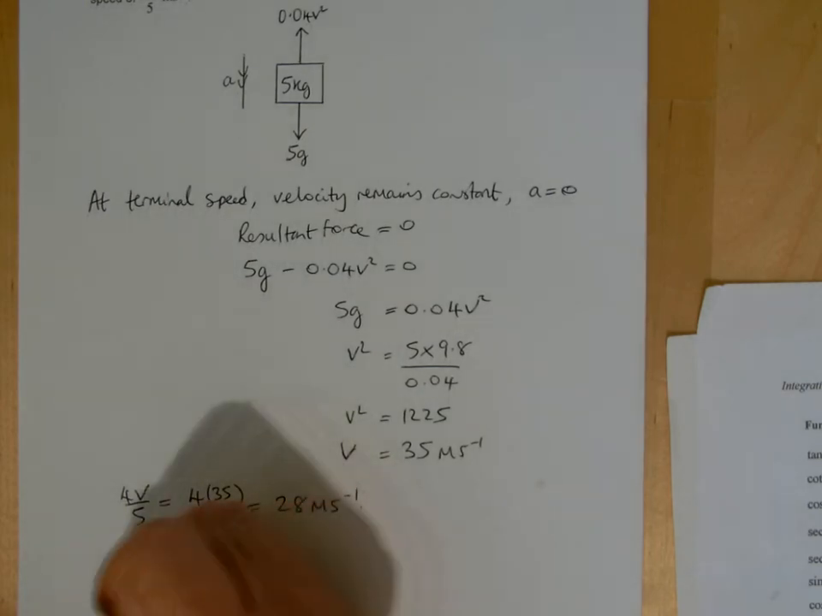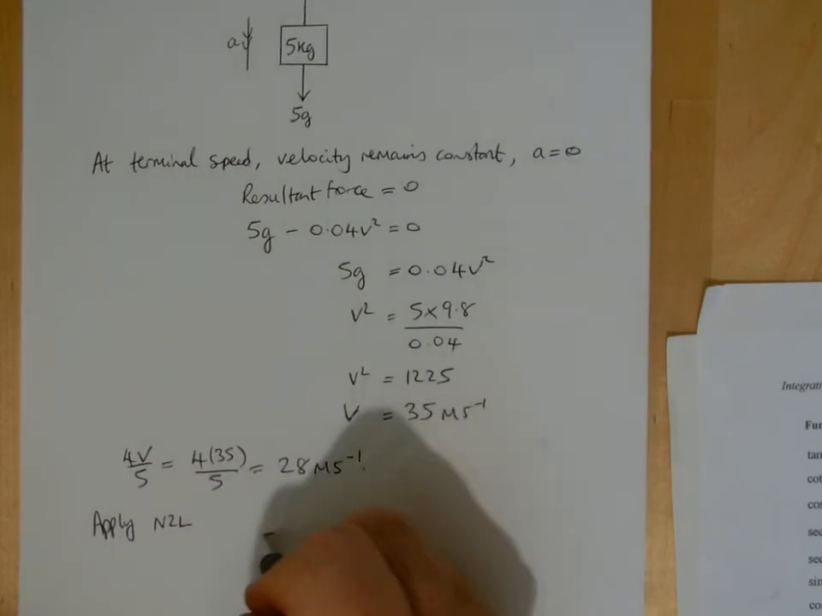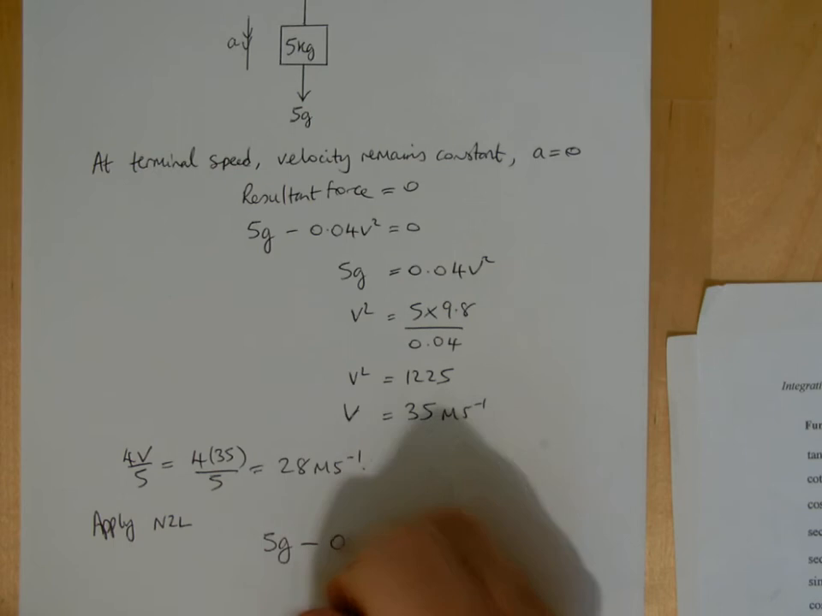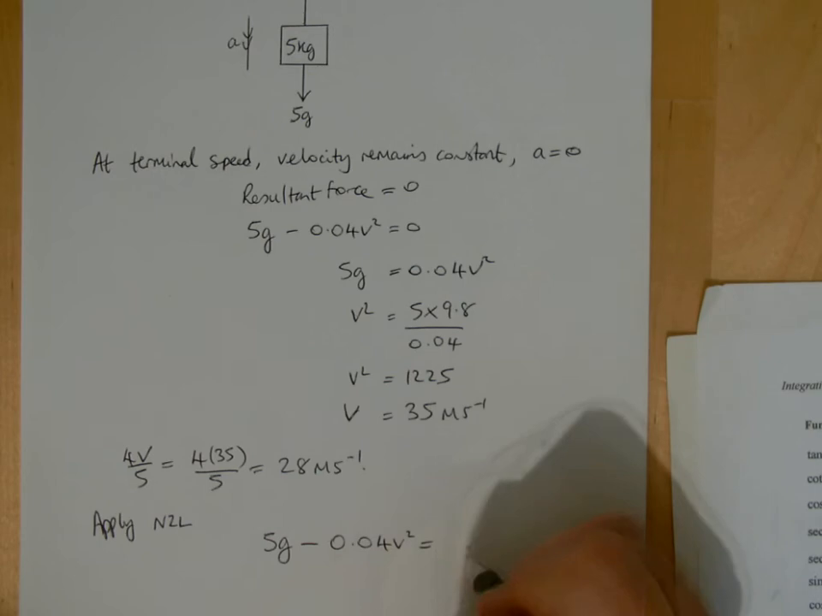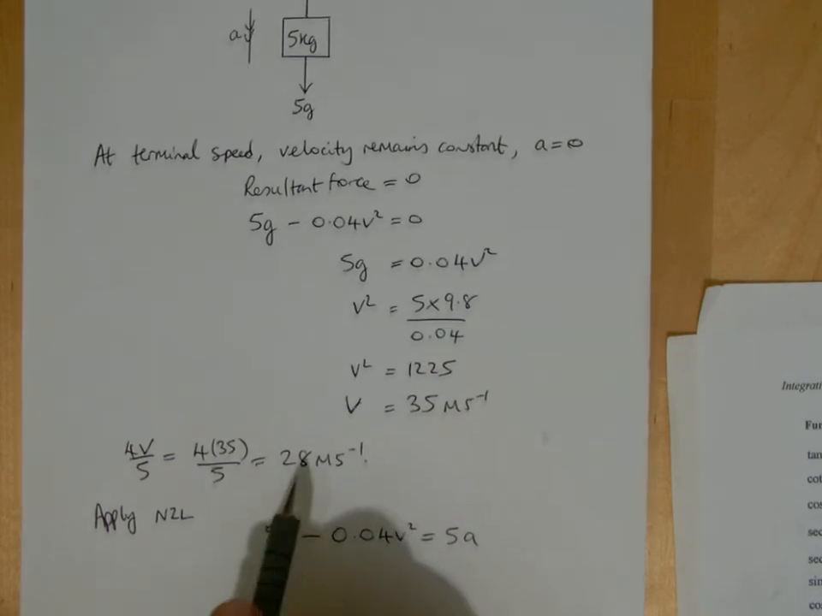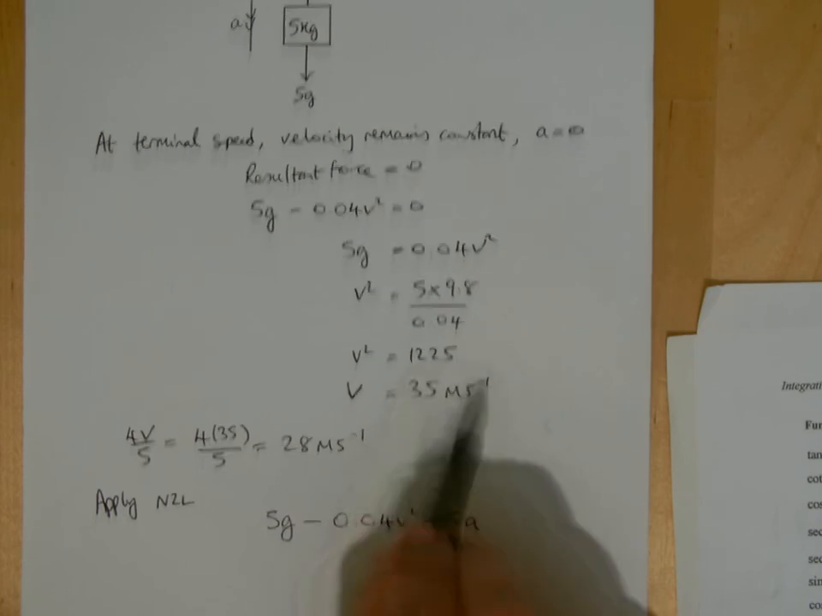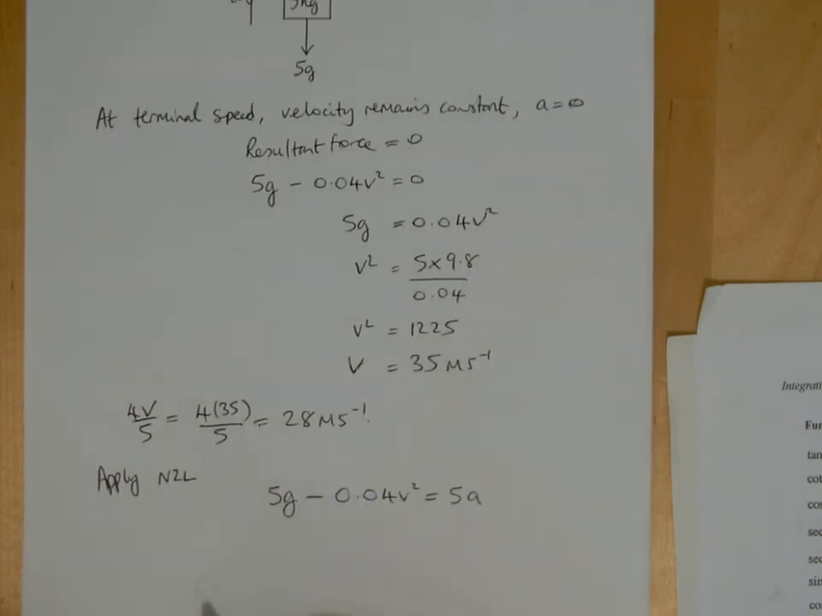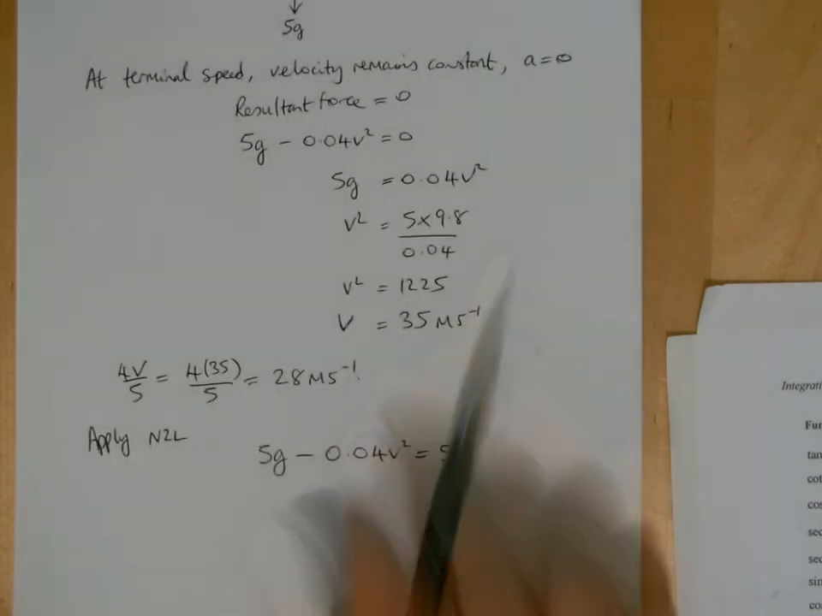So we need to form a differential equation, and we're going to apply Newton's second law to it in the direction of motion. So we've got 5g going down, take away 0.04 v squared, and that will equal, the resultant force will equal mass, which is 5, times acceleration. Of course it's still going to be accelerating when it gets to 28 meters per second, because it hasn't got to its maximum speed yet. It hasn't got to its terminal speed. So it's still accelerating at that particular stage.